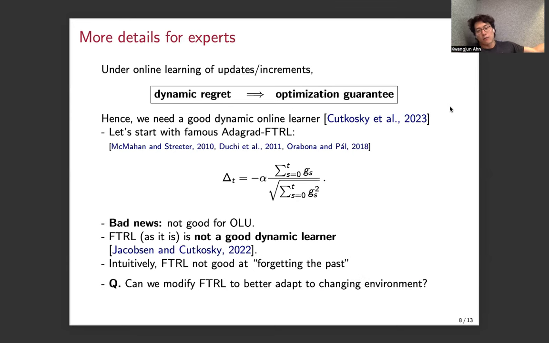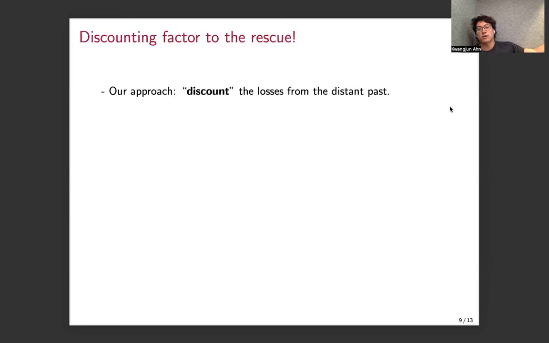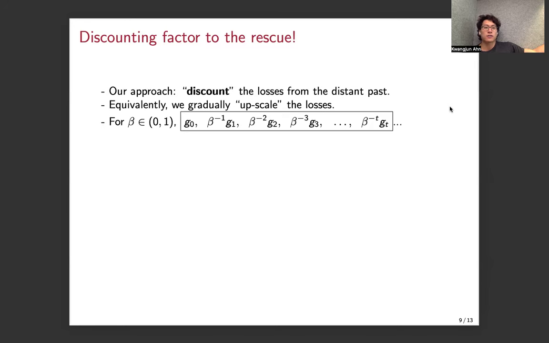So the question here is, can we modify FTRL to better adapt to a changing environment to come up with a dynamic online learner? And our approach is to utilize the discounting factor. What if we discount the losses from the distant past? Or equivalently, because scale-free FTRL is a scale-free online learner, why don't we just gradually upscale the losses as follows, where we choose the discounting factor between 0 and 1, and we just gradually upscale the loss as we observe more recent stochastic gradients.